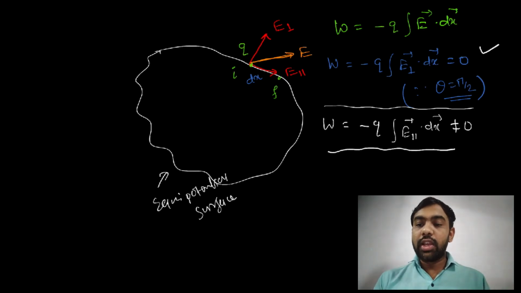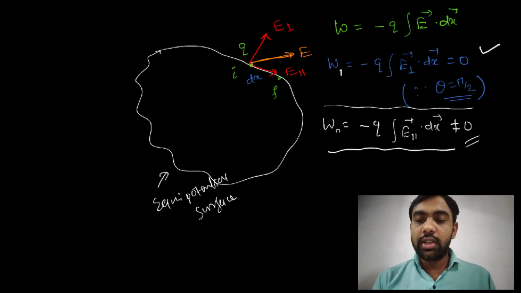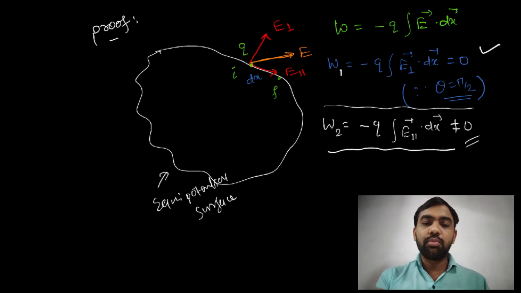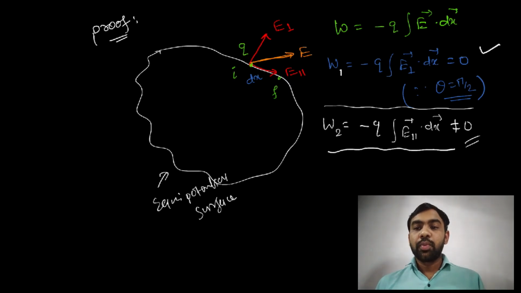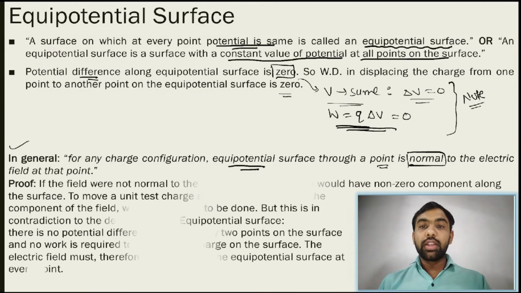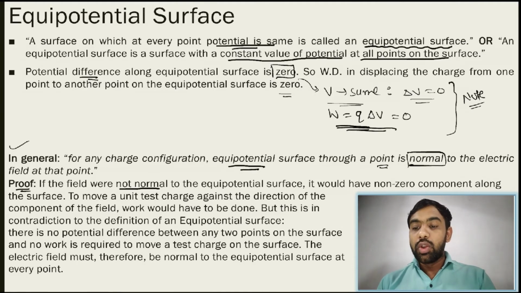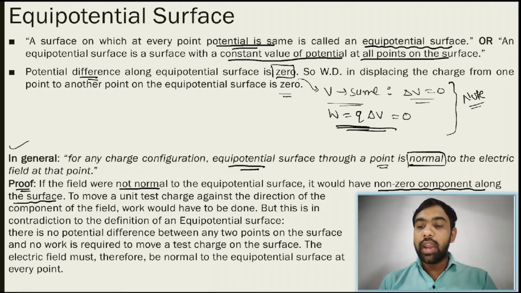ठीक है, यहाँ पे E perpendicular जीरो है लेकिन E parallel नॉन जीरो आया, तो फिर नेट वर्क डन कैसा आया, नॉन जीरो. Just consider that this is W1 and here is W2. But if the electric field is perpendicular to the equipotential surface everywhere, then work done is zero. And our definition is proved here. So that is a proof. You just write down this proof. Let's see. If the field were not normal to the equipotential surface, it would have a non-zero component along the surface. A non-zero component along the surface means what? Parallel component.